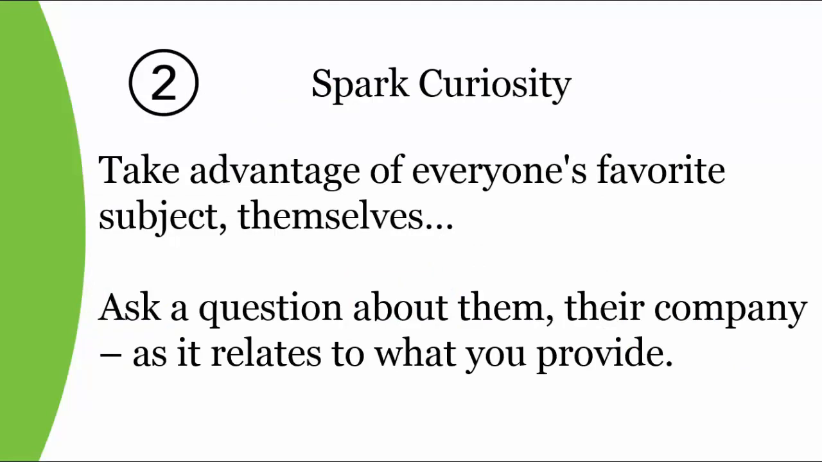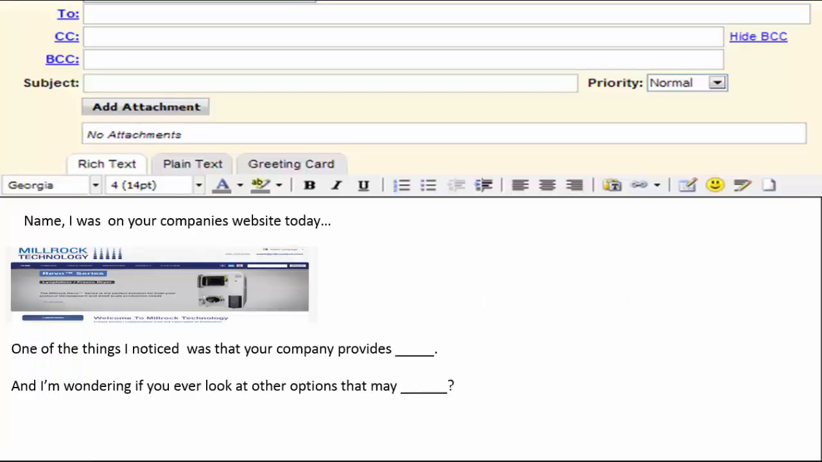The way we're going to do that is by taking advantage of everyone's favorite subject, themselves. So we want to ask a question about them or their company as it relates to what you provide. So let me show you on an email format what this looks like. So it starts with a sentence that says, Jim, I was on your company's website today, and we have a picture of the page that we were viewing. One of the things that I noticed is that your company provides freezers. And I'm wondering, do you ever look at other options that might include whatever you sell?